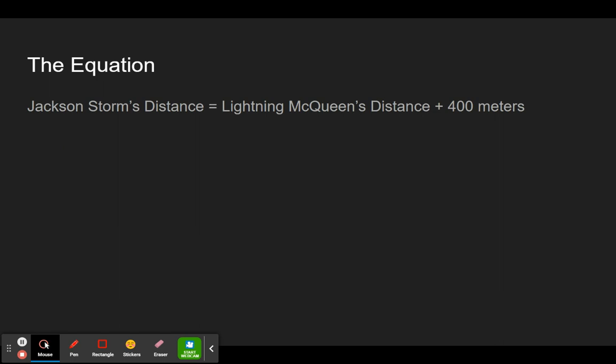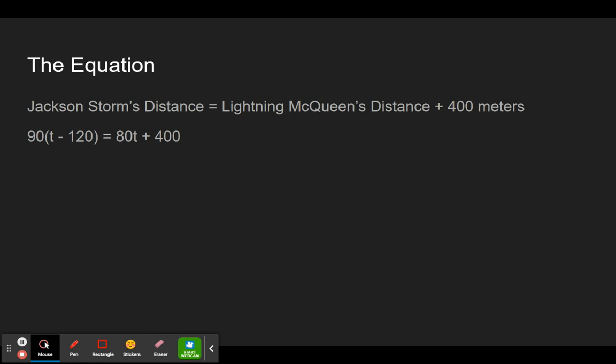Now, since the total distance is the same, regardless of who's driving it, the total distance in the race is Jackson Storm's distance, which is also equal to Lightning McQueen's distance plus 400 meters. And then using the information we had in the table at the beginning, Jackson Storm's distance is 90(T minus 120), and that is equal to 80T plus 400, which is Lightning McQueen's distance plus that extra 400 meters.